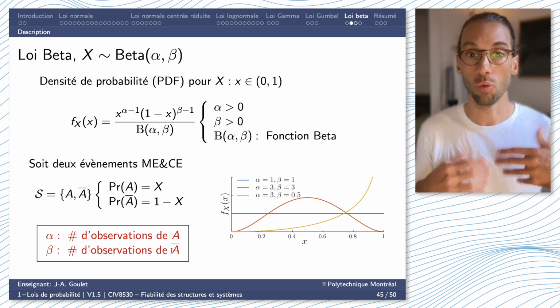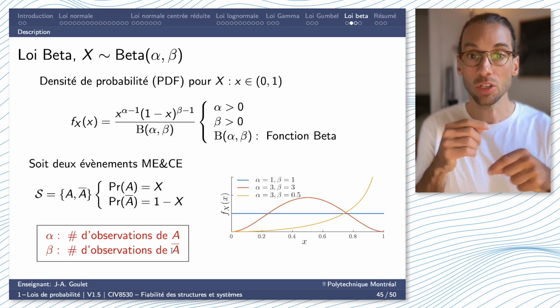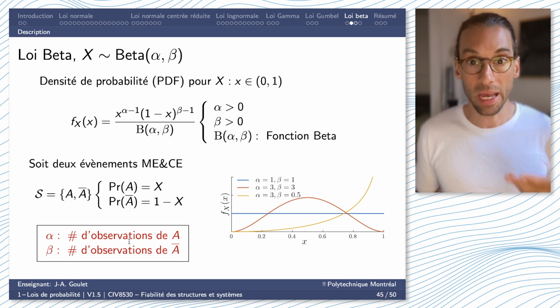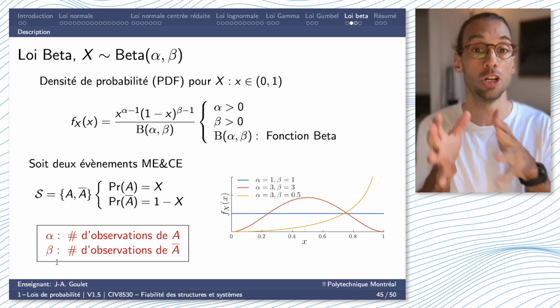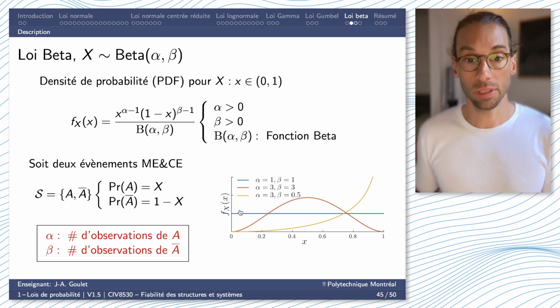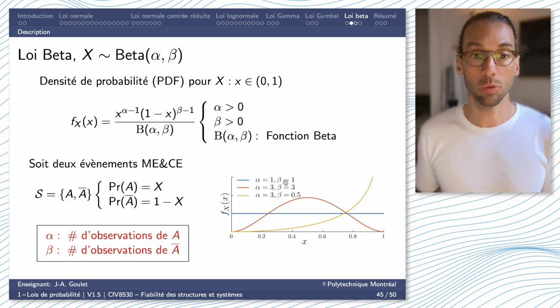So when you want to characterize a probability, according to the number of realizations of the event A, the beta PDF with parameters alpha and beta will tell you how much knowledge you have about the probability of that event A. So this is an example of representation of the beta PDF. If alpha equals beta equals 1, you have a uniform PDF in the range 0 to 1. If alpha and beta equal 3, it looks like this. If beta equals 0.5 and alpha equals 3, it looks like this.